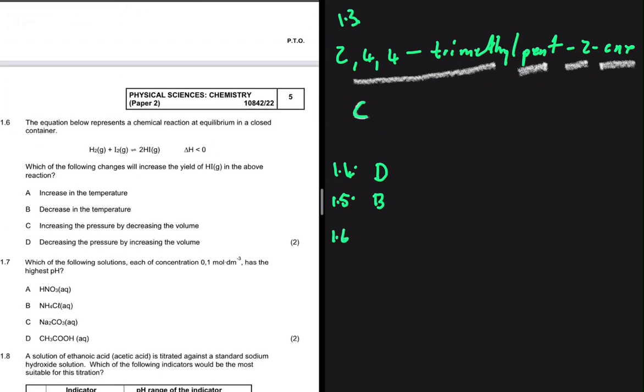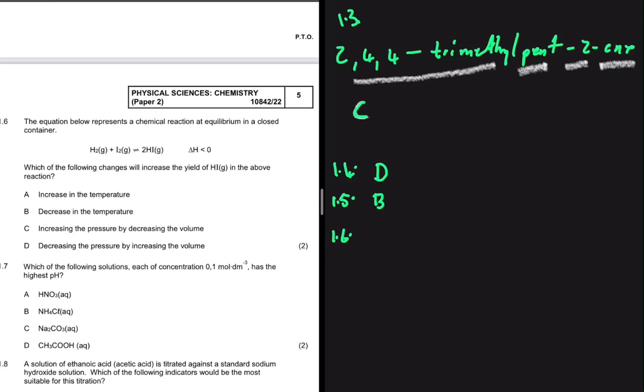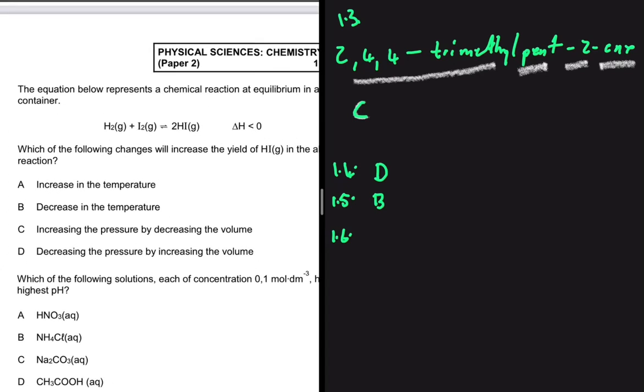1.6 says that the equation below represents a chemical reaction at equilibrium in a closed container. Which of the following changes will increase the yield of HI in the above reaction? So let's go ahead and do some analysis. HI is our product, right? If we're looking at the forward reaction, then the forward reaction is exothermic. We can see that the enthalpy change is less than 0.